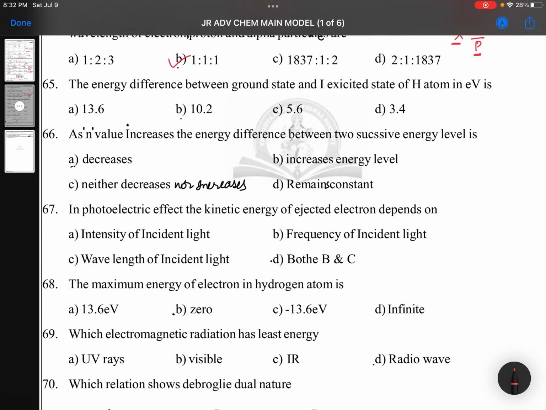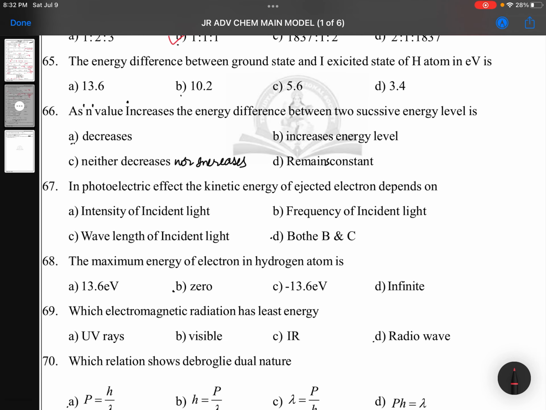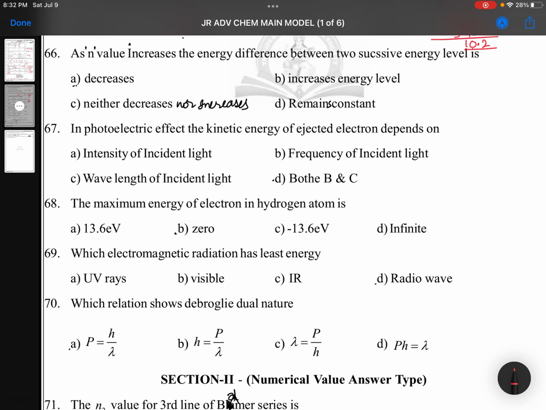Very simple question. The energy difference between the ground state and first excited state of hydrogen atom is, the ground state is minus 13.6 electron volts. First excited state means minus 3.4 electron volts. So the difference is 10.2. Regular question. We have done it many number of times in class.